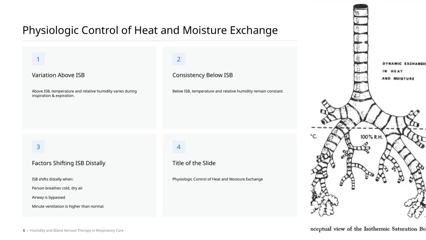However, above the ISB, during both inspiration and expiration, the temperature and humidity levels fluctuate. This variation above the ISB is crucial because it influences how effectively the airway can humidify and warm the inspired air, especially in clinical settings where we might need to intervene with humidification therapy. Understanding where the ISB is and how it shifts helps us optimize respiratory care by ensuring the air reaching the lungs is adequately humidified, regardless of changes in breathing patterns or airway conditions.